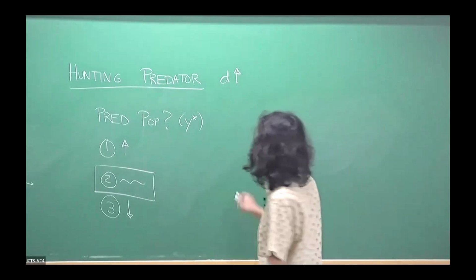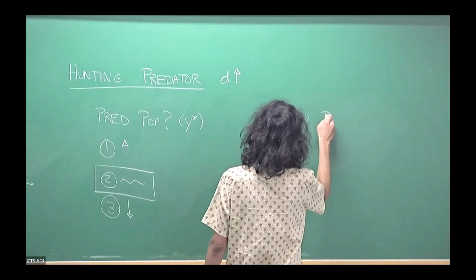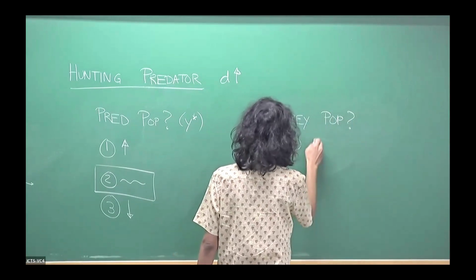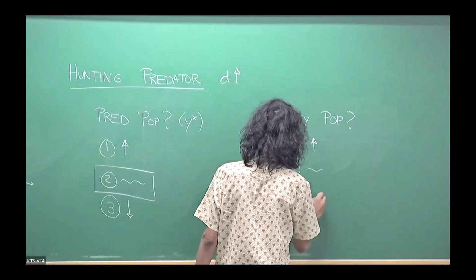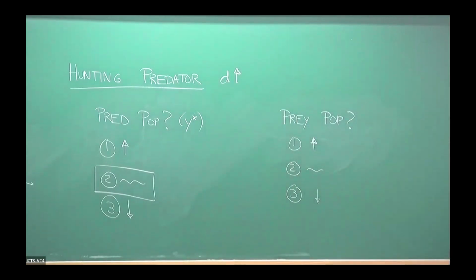Let's just quickly talk about what happens to the prey population, because that makes it even more surprising, I'd say. So what happens to the prey population? You have the same options. We'll all think about it alone and then we'll vote. Okay, does the prey population increase, decrease, or stay the same? Ready? 3, 2, 1.